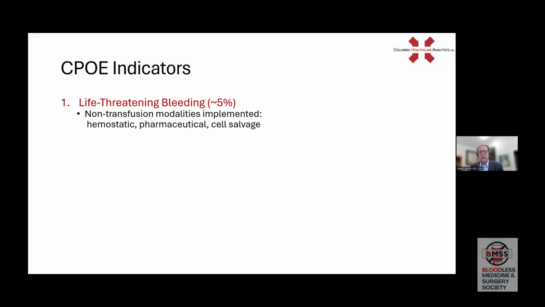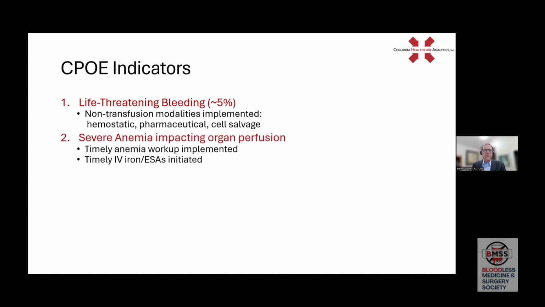So they're not checking the hemoglobin is less than 7. They're saying, number 1, life-threatening bleeding is present, and they're attesting that non-transfusion modalities have been implemented: hemostatic, pharmaceutical, cell salvage, etc. These are far less than 5% of all cases. The second category is patients with severe anemia impacting organ perfusion.